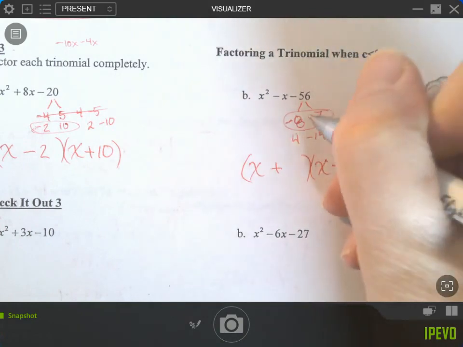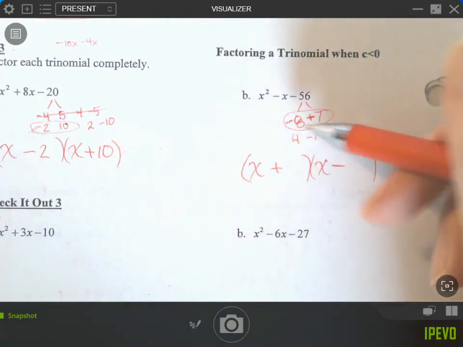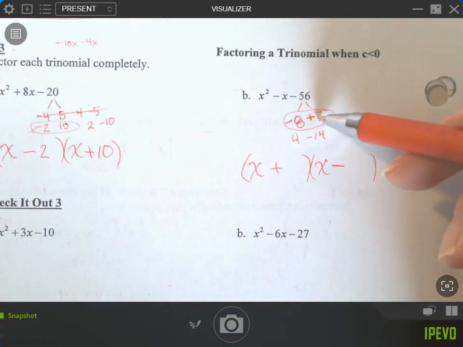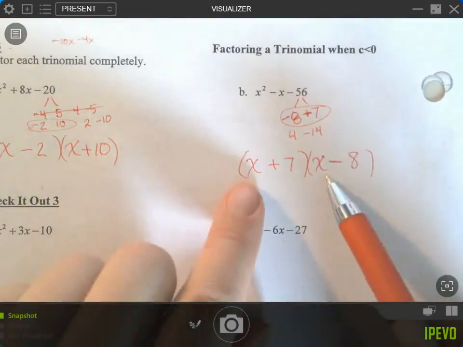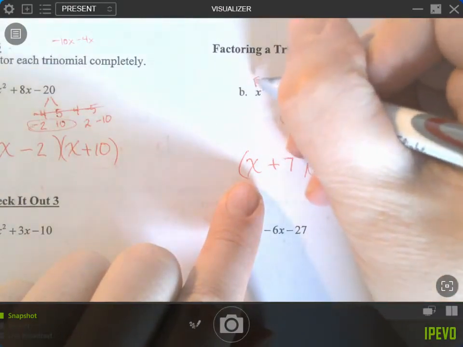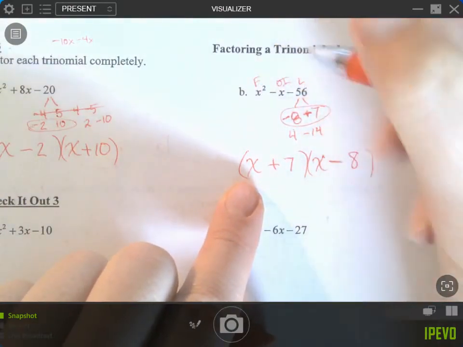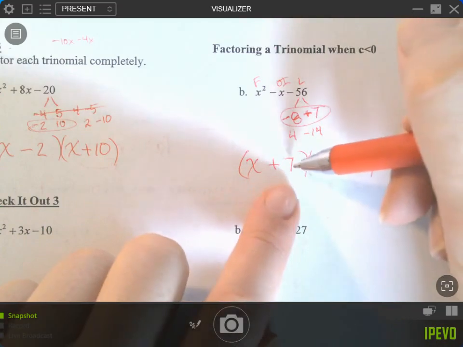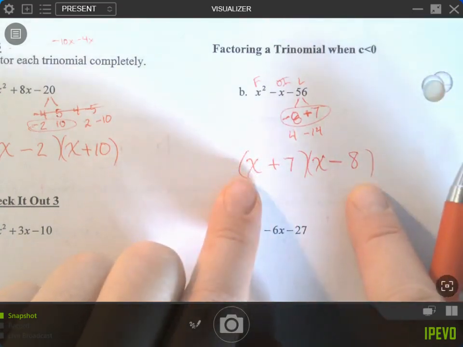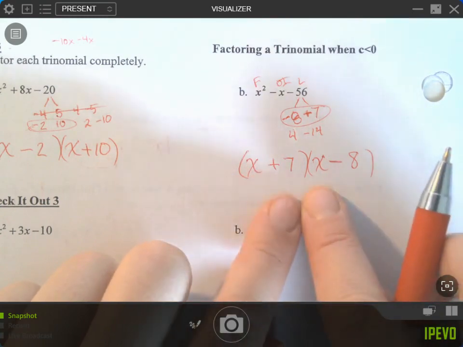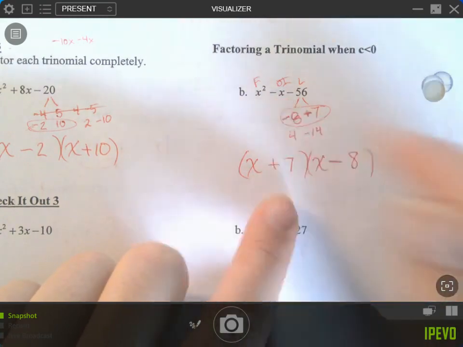So flip the signs. Do you see that I got the right number? I need to flip the signs. So I'm going to put my positive with my 7 and my negative with my 8. First, outer, inner, last. Double check it because this is going to help us later. X times x is x squared. 7 times -8 is -56. Outside, -8x. Inside, +7x. So there it is.